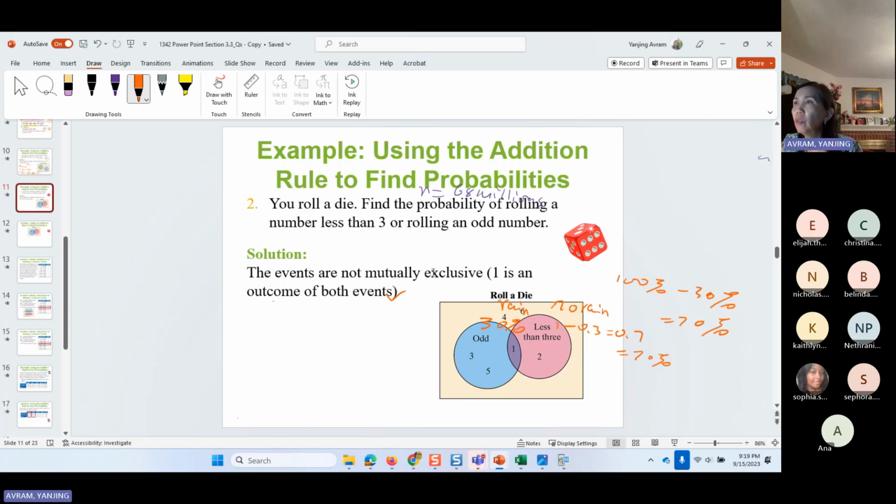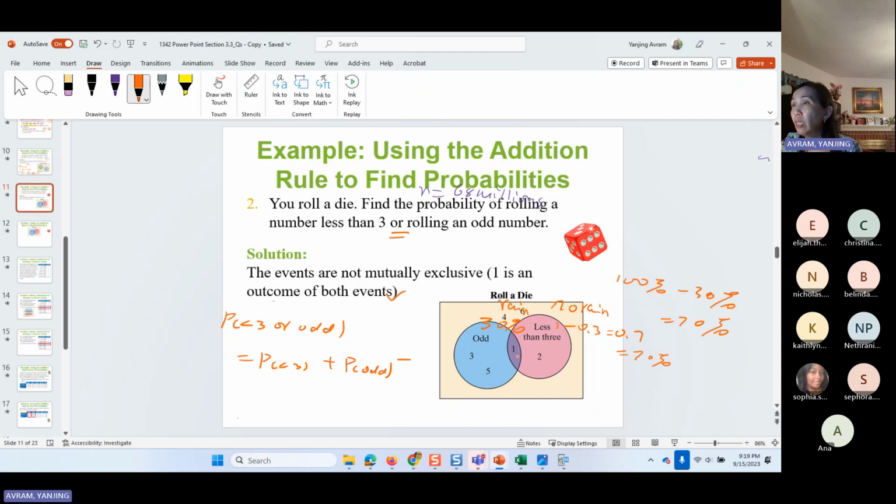Okay, so this one right here is rolling a die. Find the probability of rolling a number less than 3 or rolling an odd number. All right, this is an "or." So with the "or" in here, remember you have to use addition. So rolling a number less than 3 or an odd number. Okay, so if we use a number less than 3 plus all the odd numbers, guess what?